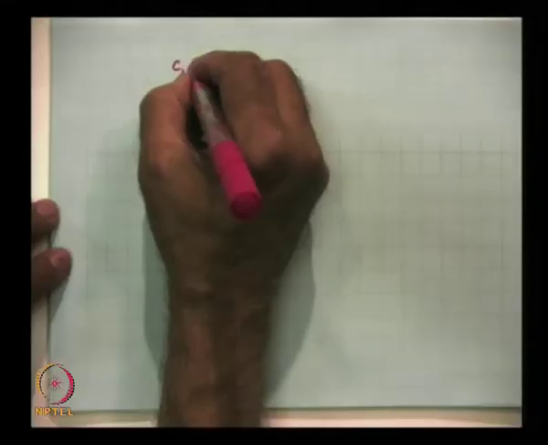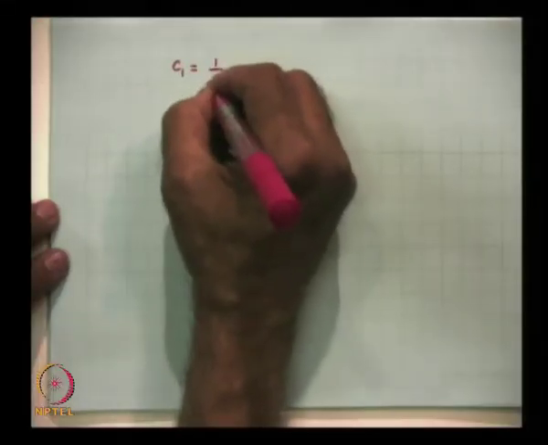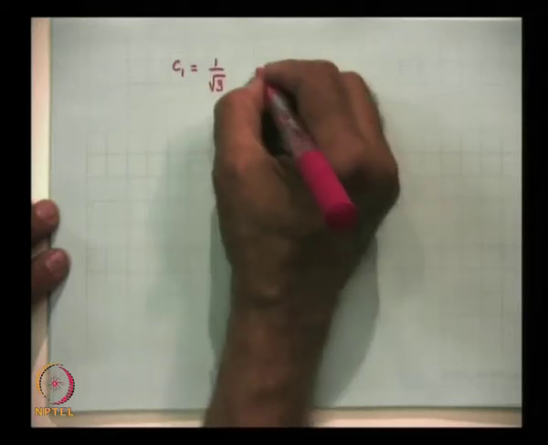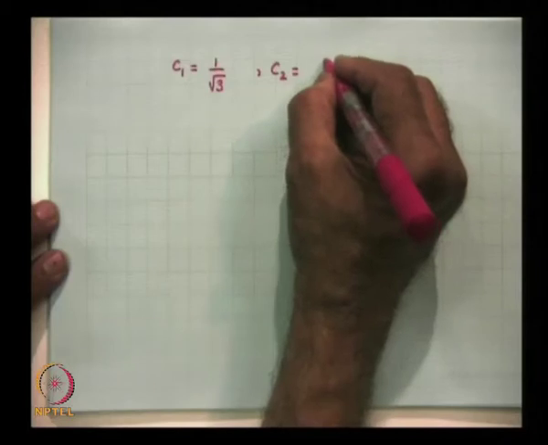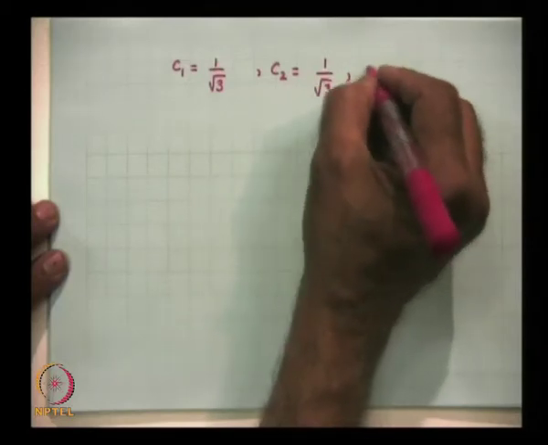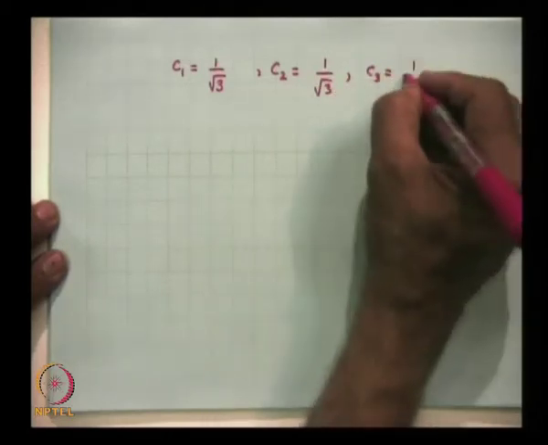Let me take another very simple example, that C1 is equal to, let us suppose, 1 over root 3, C2 is equal to say 1 over root 3, and C3 is 1 over root 3. I have taken a very simple example.